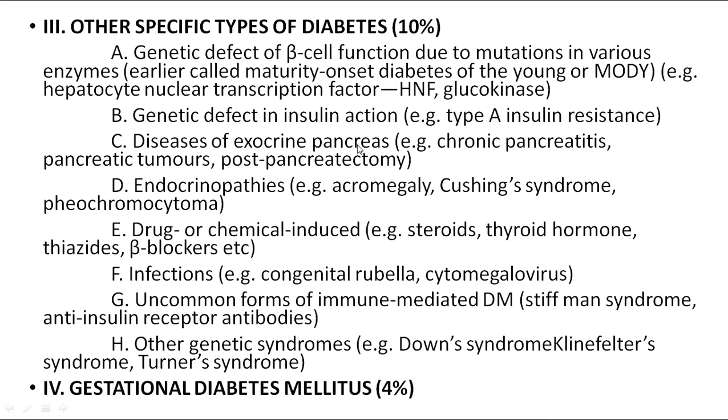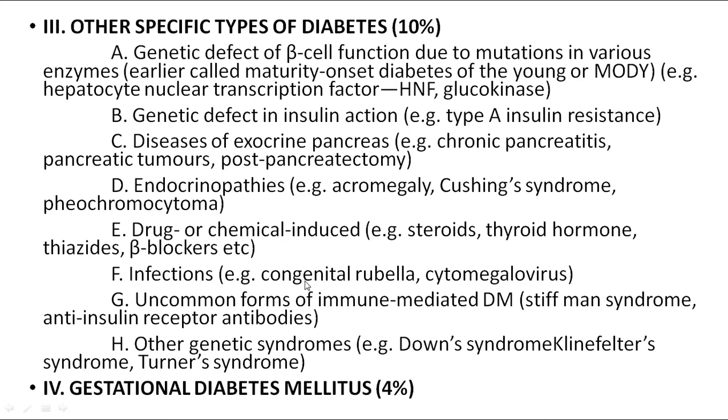Disease of the exocrine pancreas, like chronic pancreatitis, pancreatic tumor, or post-pancreatectomy, so that also leads to diabetes mellitus. Endocrinopathy, there is some disorder of the endocrine system like acromegaly, Cushing syndrome, pheochromocytoma. So other disorders that also have an effect on the blood glucose metabolism lead to diabetes mellitus. Drug and chemical induced, so the steroid, thyroid hormone, thiazide, beta blocker, that also leads to diabetes.